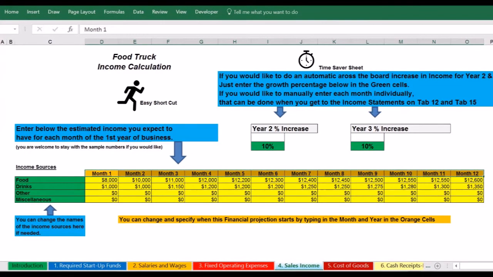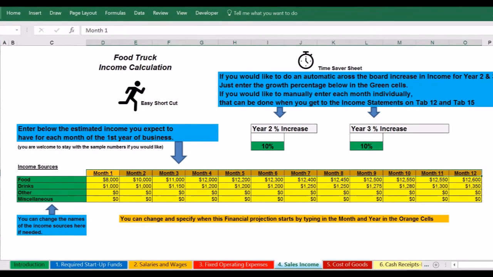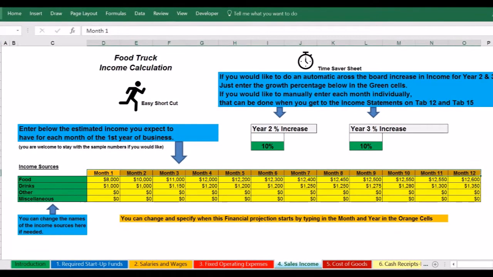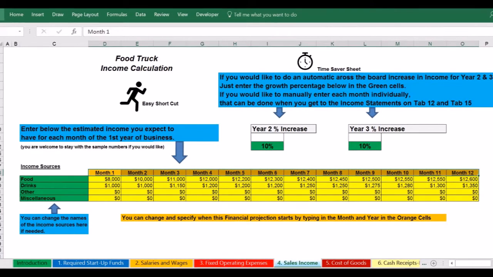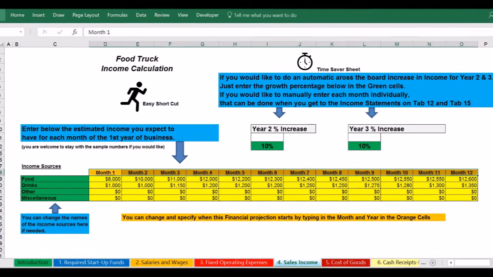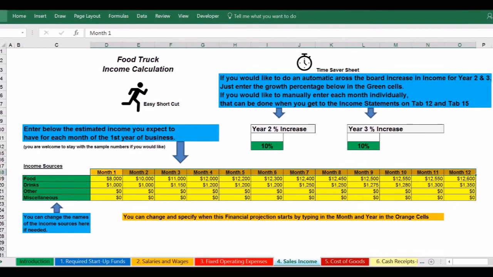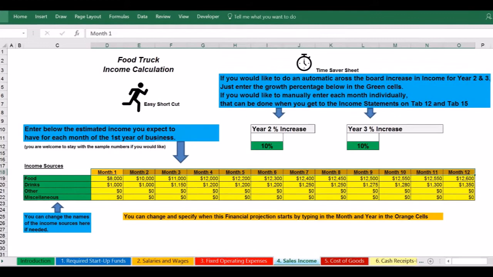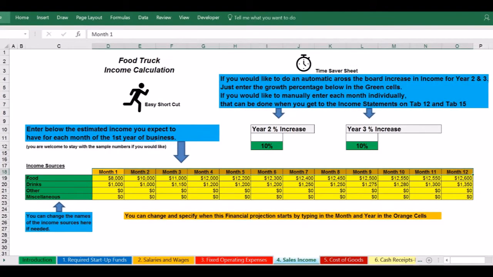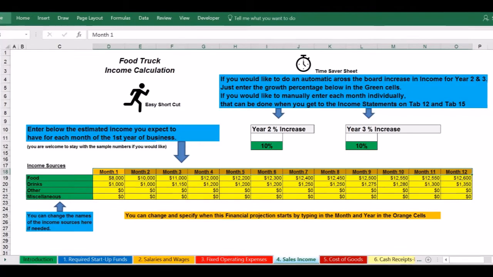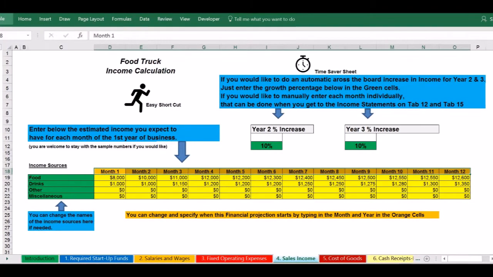Also on this sheet are two green cells, I-12 and L-12. You can enter a percentage figure in those cells. If you would like to take a shortcut in projecting your income for the second and third year, go ahead and enter there. If you would rather manually enter individual numbers monthly for the second and third year, then go to tab 12 and 15 and enter figures on the income lines.